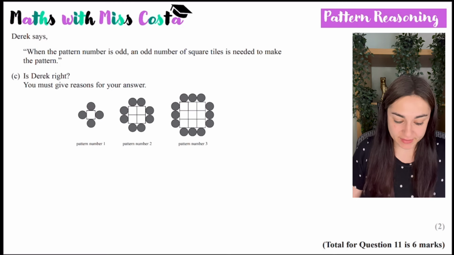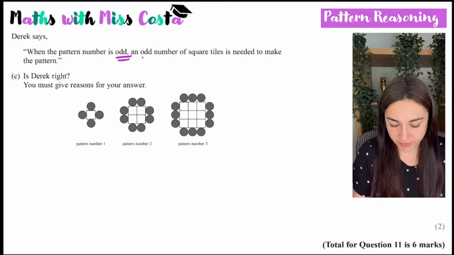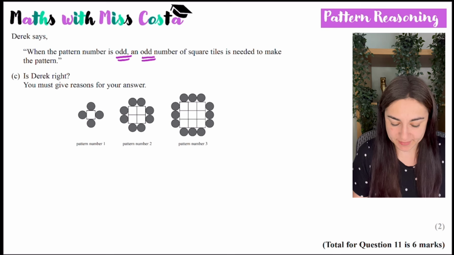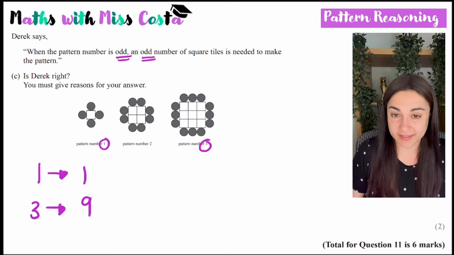Okay, so next it tells me that when the pattern number is odd, an odd number of square tiles is needed to make the pattern. So here we've got an odd pattern number, and here. So when the pattern number is 1, 1 square tile is needed. When the pattern number is 3, 9 square tiles are needed.